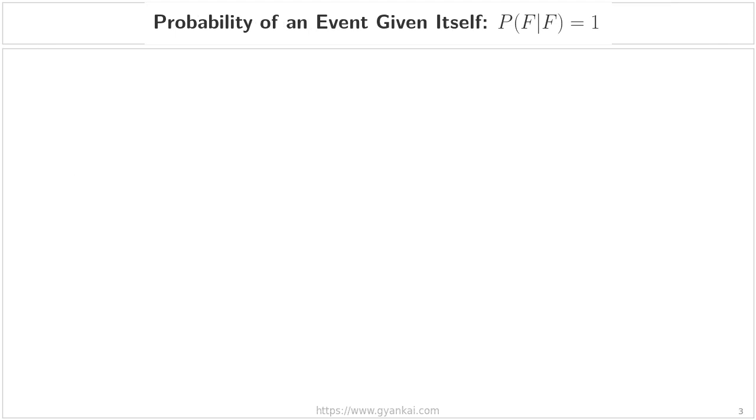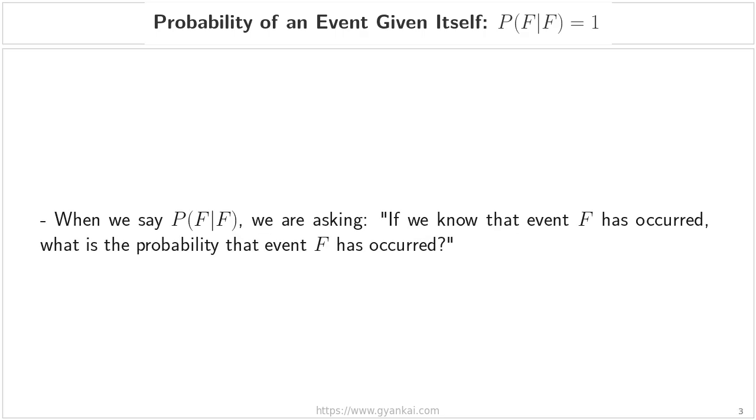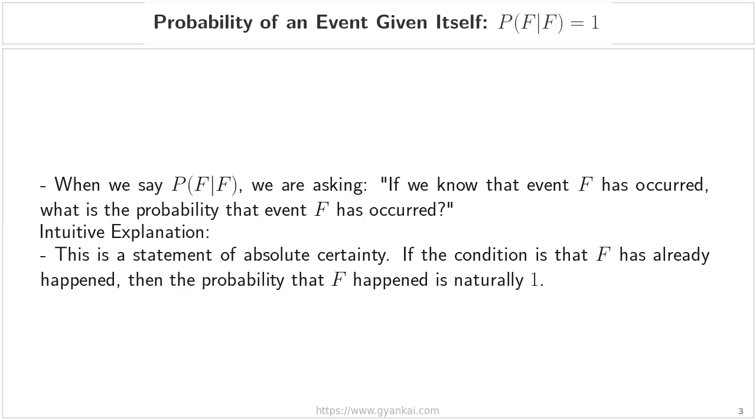Probability of an event given itself, P of F given F equals 1. When we write out the notation P of F given F, what we are essentially asking is, if we already know for a fact that event F has occurred, what is the probability that event F has occurred? If you think about this intuitively, the answer is quite obvious. It is a statement of absolute certainty. If the very condition we are given is that event F has already happened, then there is no doubt left. The probability that F happened is naturally 1 or 100%.